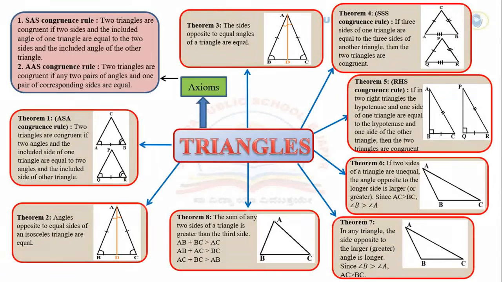I hope the revision through this mind map helped you to recall and revise the concepts and the theorems that are discussed in the triangles chapter.